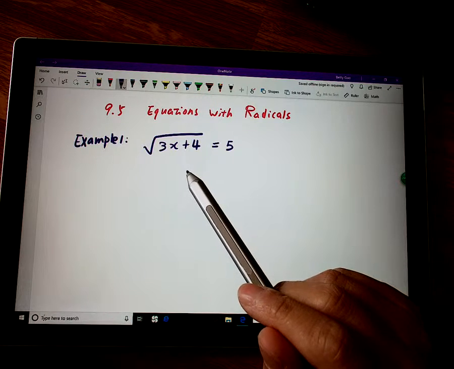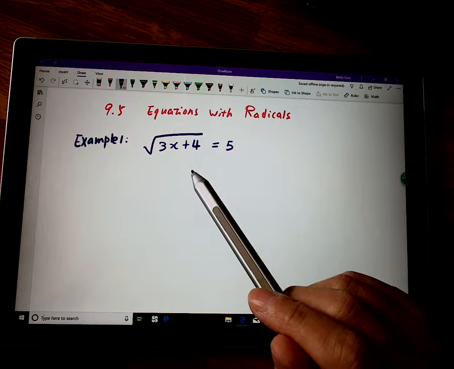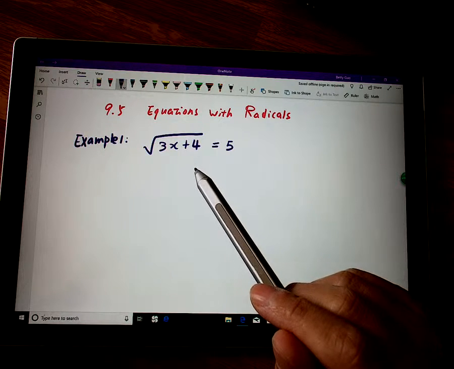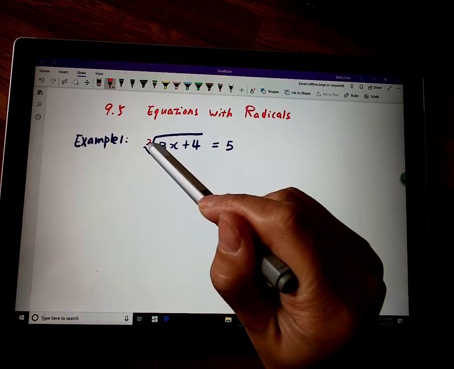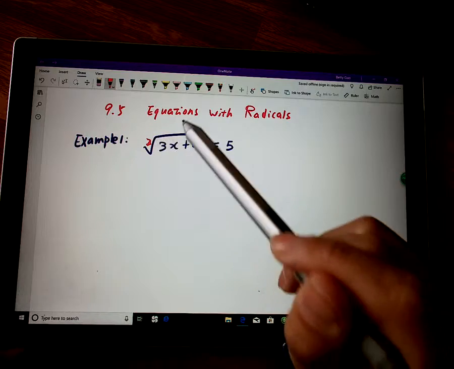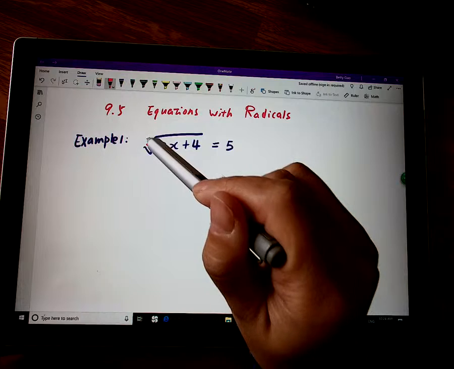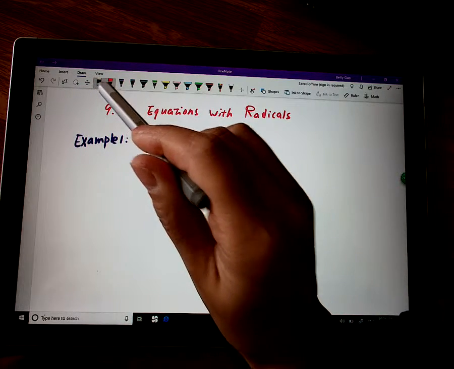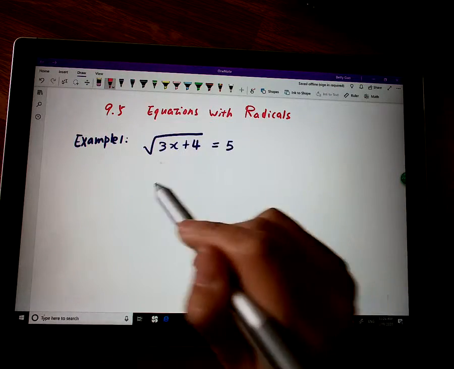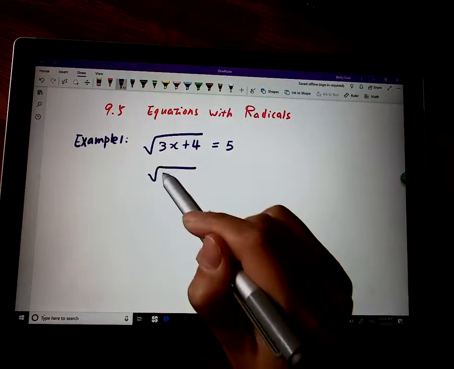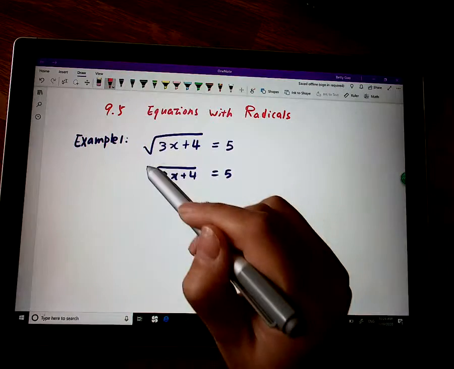Step 2, raise both sides of the equation to the power corresponding to the index of the radical. What is the index of the radical? You don't see anything here. As I said, it is defaulted as square root, so the index is 2. So by step 2, we are going to raise both sides to the power of 2.